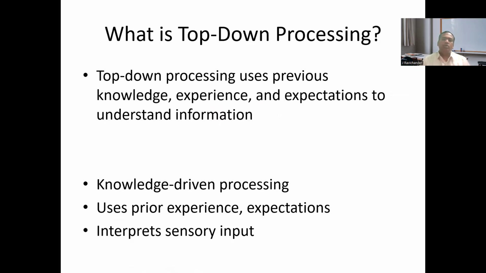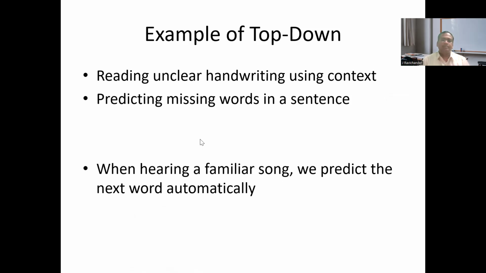Now coming to top-down processing. Top-down processing uses previous experience and expectation to understand information. This top-down processing is knowledge-driven processing. It uses prior experience and expectations, and interprets sensory input. An example of top-down processing is reading unclear handwriting using context.